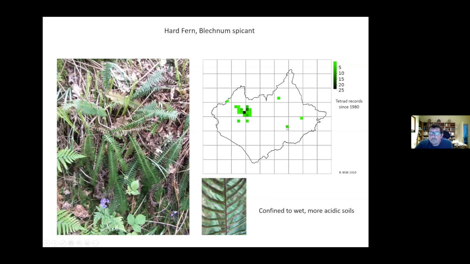This was one plant that Russell and I found in the Soar Valley. I'm not quite sure where these are. Oh, that's Hambleton Wood on Rutland Water. I don't know where that one is. No. Okay, up in Charnwood.